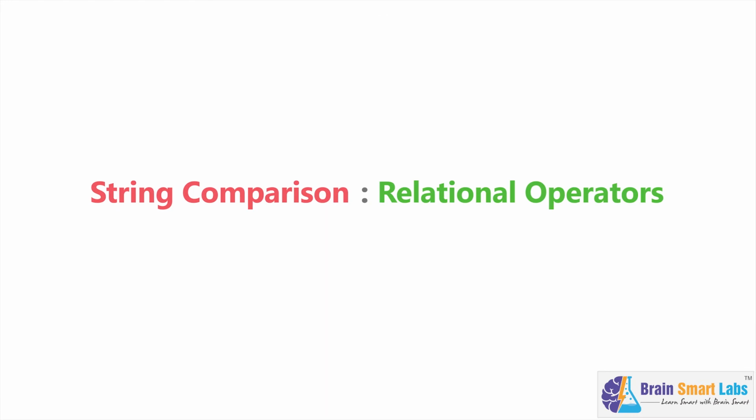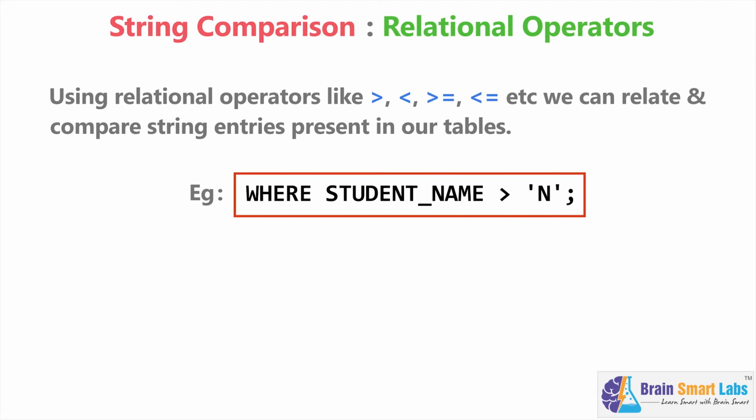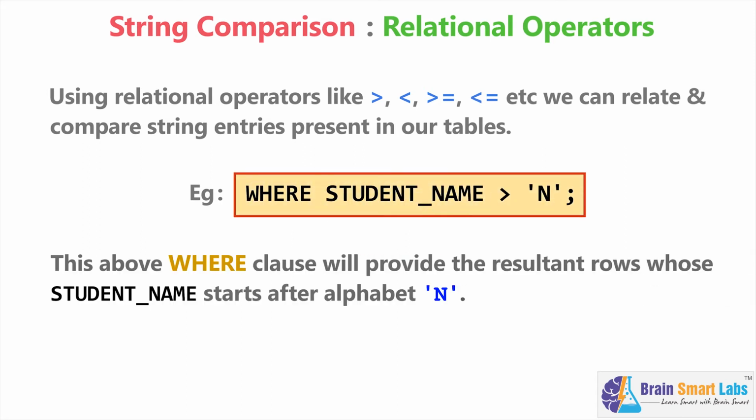String comparison using relational operators. Using relational operators like greater than, less than, greater than or equal to, less than or equal to, etc., we can relate and compare string entries present in our tables. For example, where student name is greater than 'N'. The above where clause will provide the resultant rows whose student name starts after the alphabet N.